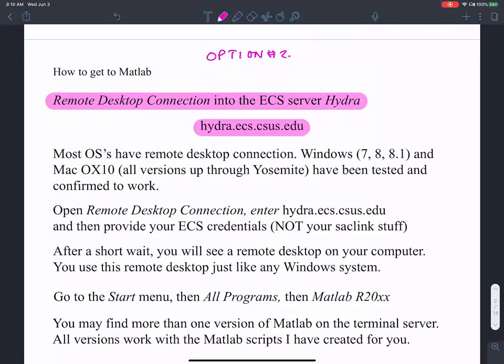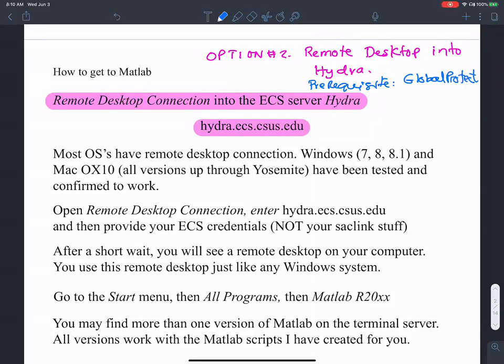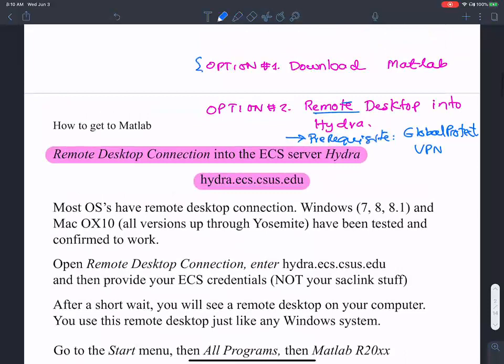So you can simply remote desktop into Hydra and then use it. The prerequisite is that you use a GlobalProtect VPN, so you have to download this software before you can actually remote desktop into Hydra. You need both of these, and they're available from Sac State. All you have to do is Google Sac State GlobalProtect, and it's going to take you to a download website. The same for MATLAB: Sac State download MATLAB will take you to a website where you can download that software.